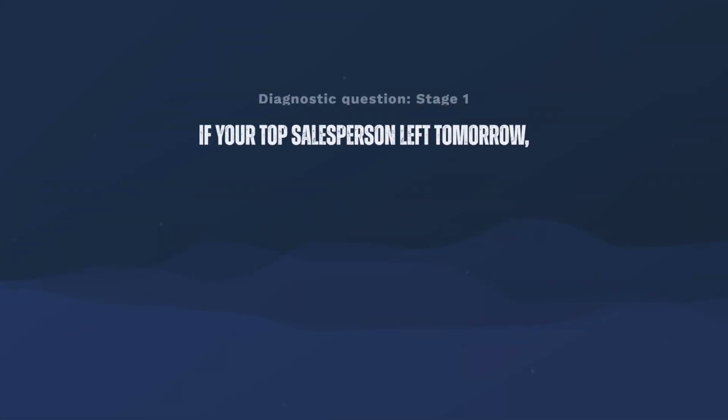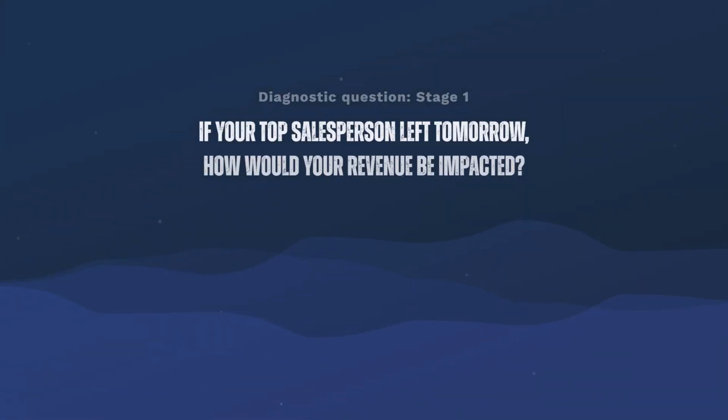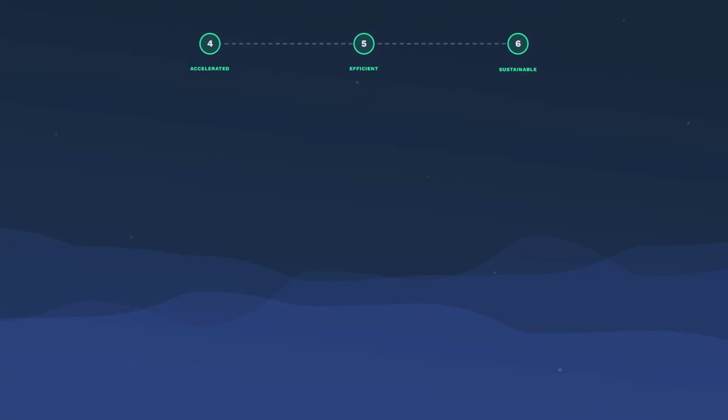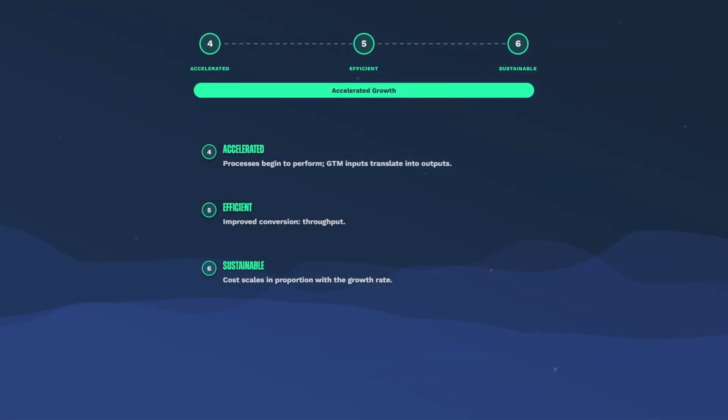The diagnostic question for stage 1: if your top salesperson left tomorrow, how would your revenue be impacted? And do you have a system to replace them? If the answer is we'd be in trouble and not really, you're in normal growth. And that's the starting line. Stage 2 is accelerated growth. This is where things get exciting and also where a lot of companies fall apart.